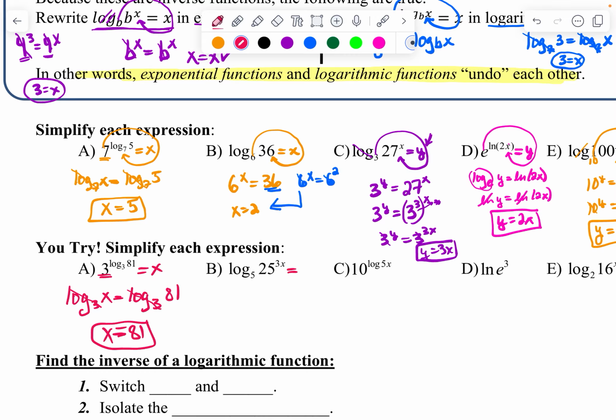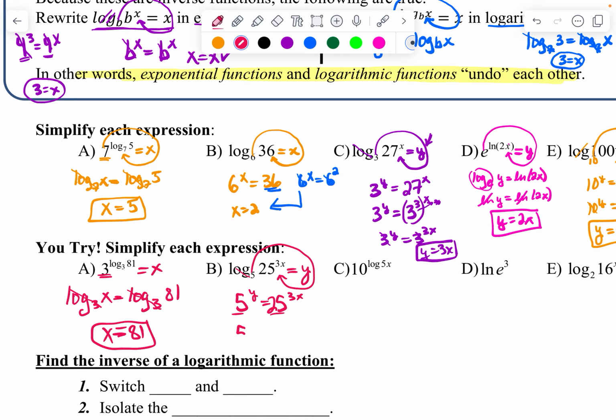Here, this already has an x in it, so I'm going to set this one equal to y. This starts off a log, so I have to turn it into an exponential. So I want to get rid of the word log, so I have 5. I'm going to wrap this around. I get 5 raised to the y equals 25 raised to the 3x. These aren't the same bases, so I can't cancel them yet.